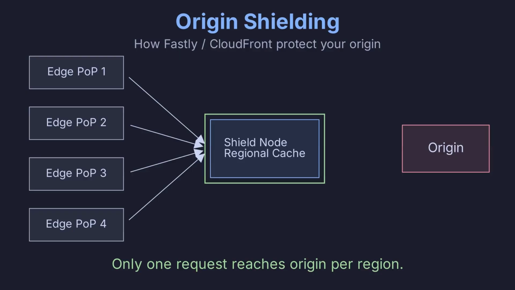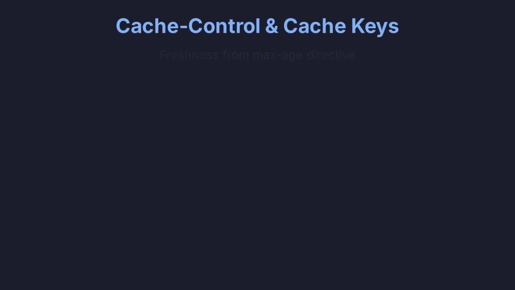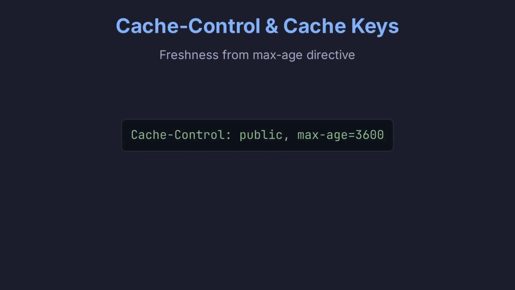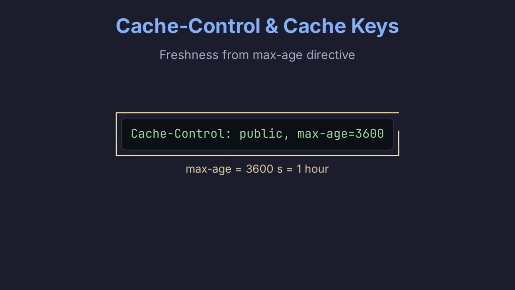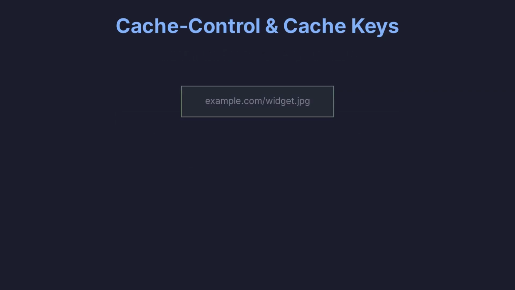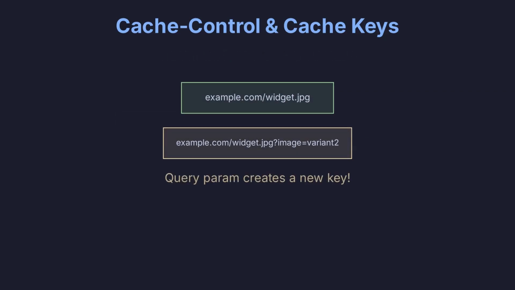Fastly calls it a shielding node. CloudFront uses a regional edge cache. This keeps your origin from being hammered by thousands of concurrent edge requests during a cache flush or a traffic spike. Freshness is governed by the TTL, usually set by the origin's cache control header. A max age of 3600 seconds means the edge will serve that copy for an hour without asking origin.